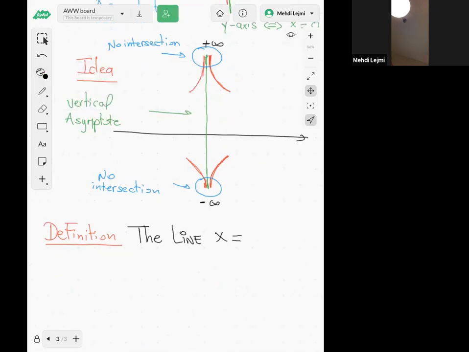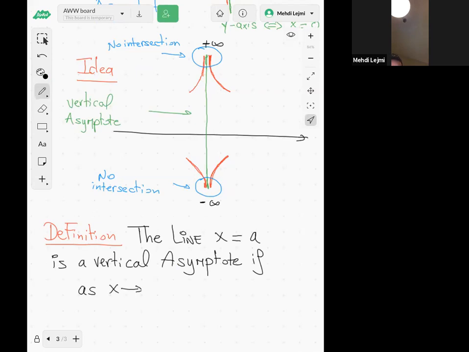So the line x equal to a is a vertical asymptote if, as x approaches a from the left or from the right, the values of the function f approach either positive or negative infinity.